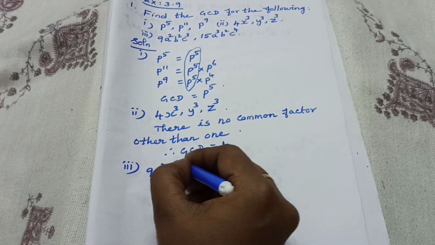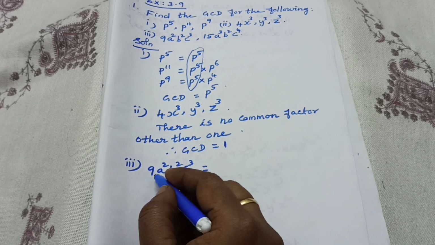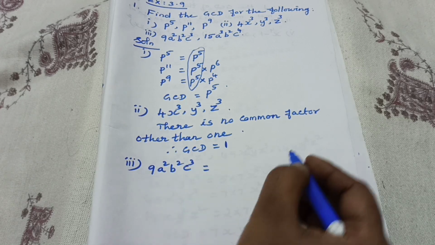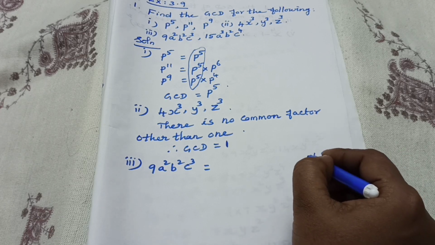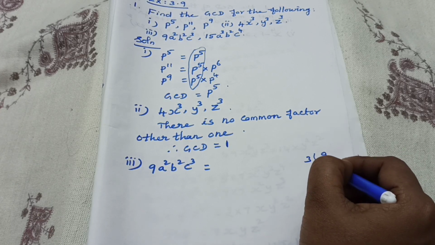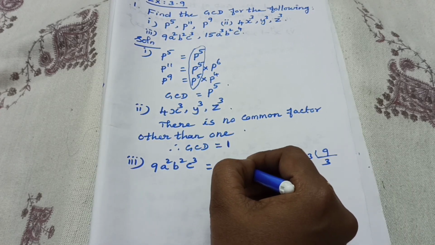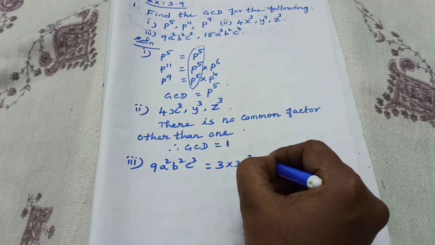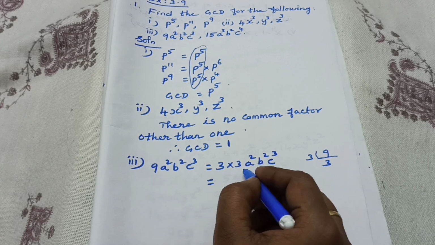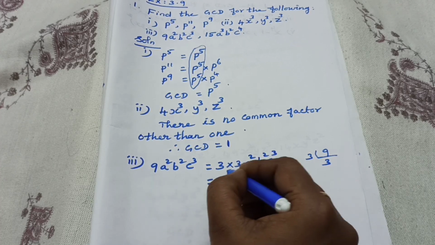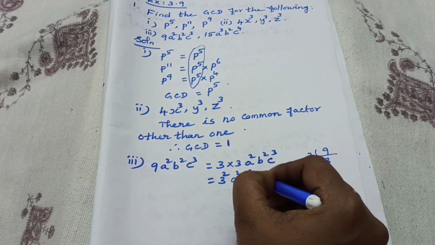9a square b square c cube is equal to this one. 9 is there, isn't it? Then what are the factors you find out here? Then prime factors you find, then 9, 3 is there, isn't it? 3 we can divide, then 3 3s are 9, and so we can write it as 3 into 3, remaining a square b square c cube we should write. Okay, this one we can write as one. How many 3s are here? 2 3s, isn't it? 3 square we can write. Then a square b square c cube.